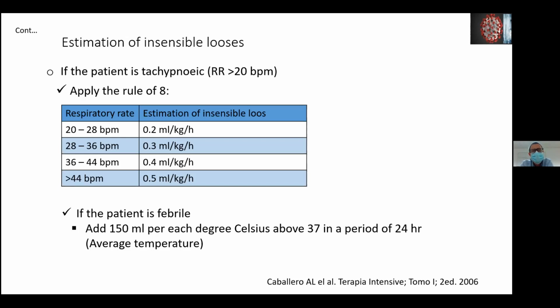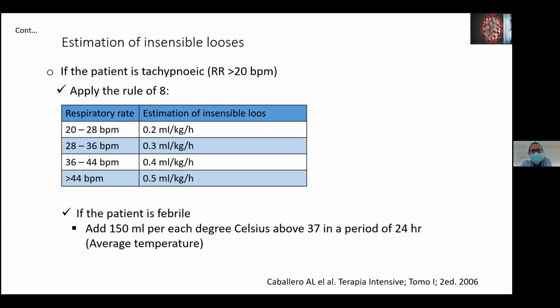It means we apply the rule of 8. After 20 breaths per minute, which is the limit of normality for an adult, you add 8. It means 20 to 28 will be 0.2 ml per kg per hour. 28 up to 36, the patient will lose 0.3 ml per kg per hour. 36 to 44 will be 0.4 ml per kg per hour, and more than 44 breaths per minute, a patient is losing 0.5 ml per kg per hour.